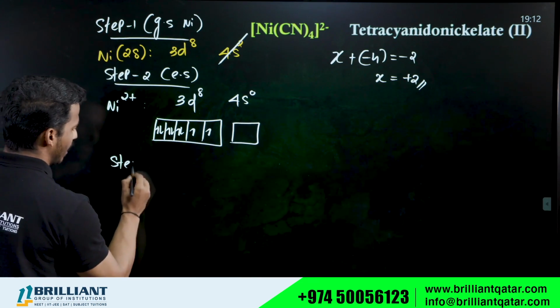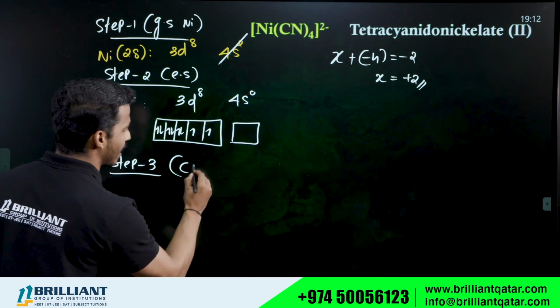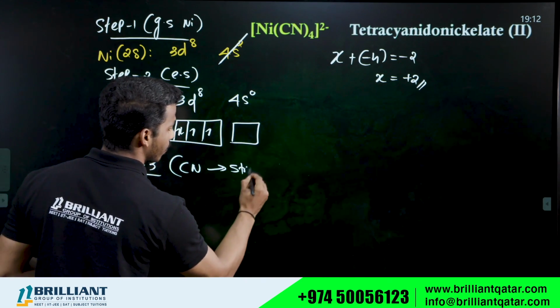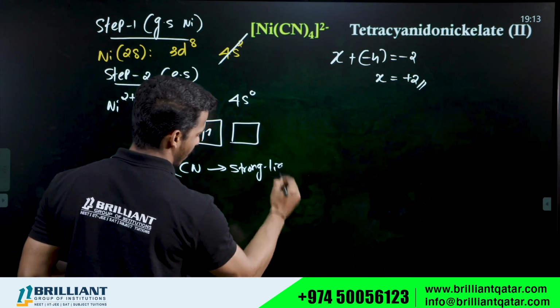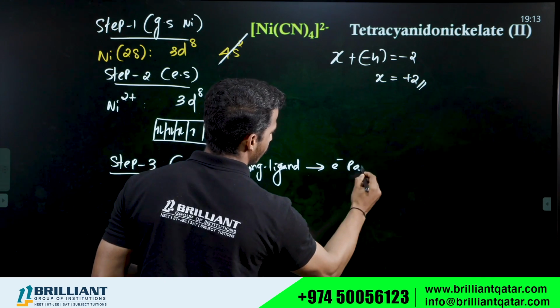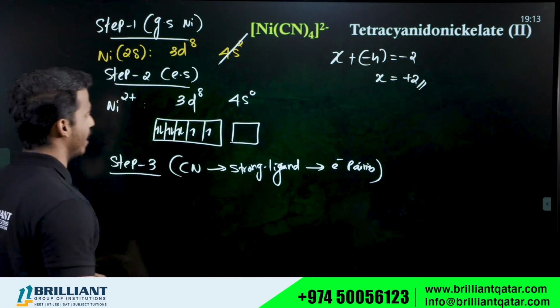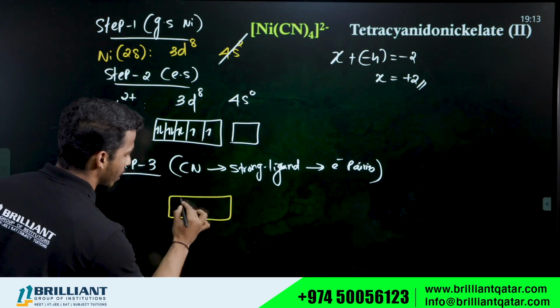What is step number 3? In step number 3, we have to identify the ligand. The ligand given is cyanide. Cyanide is, good dear all, a strong ligand. If there is a strong ligand, electrons undergo pairing. Electrons undergo pairing, right? So after pairing, what is the situation?